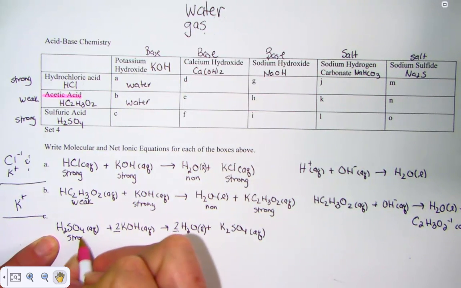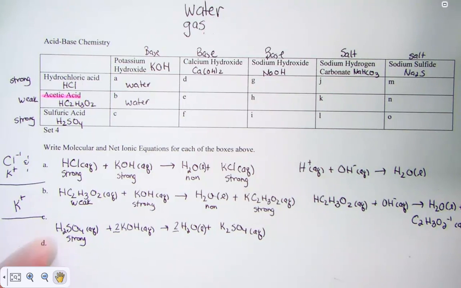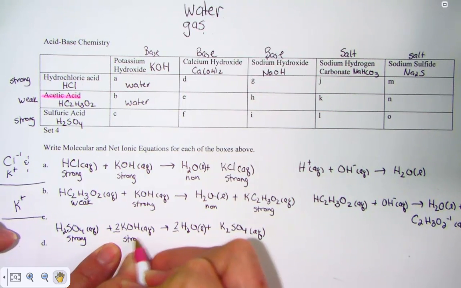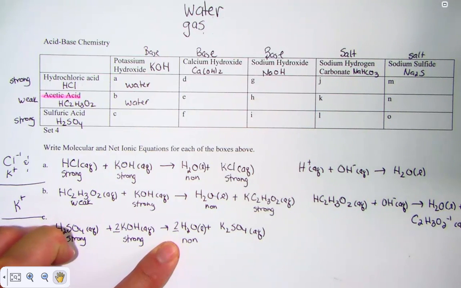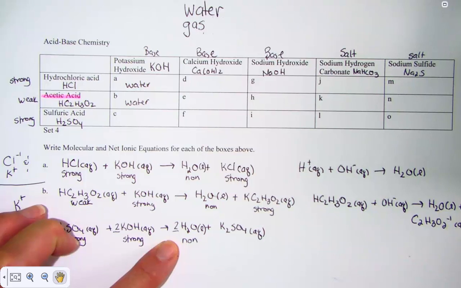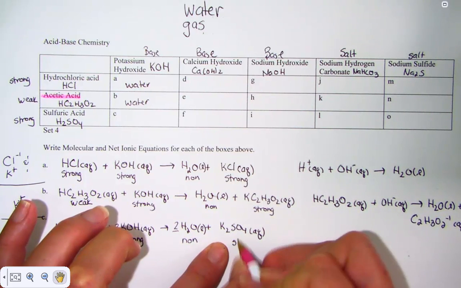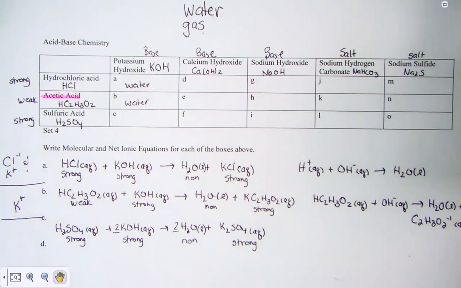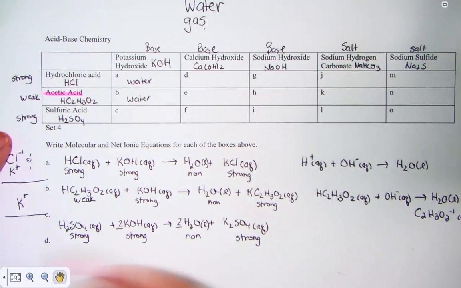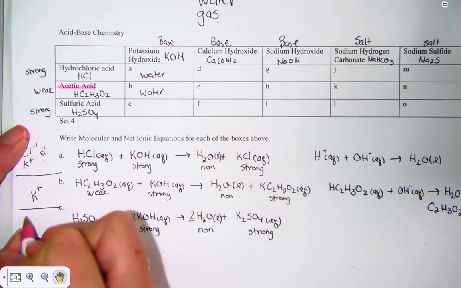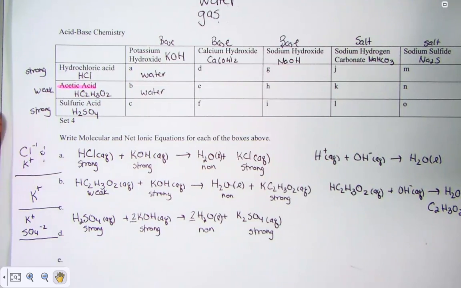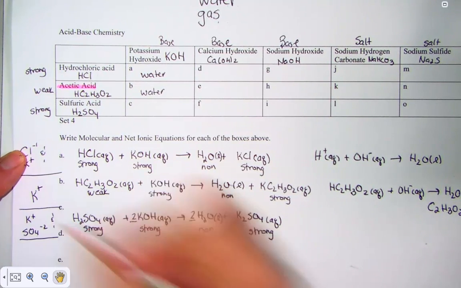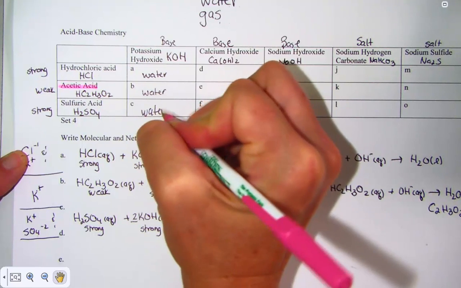H2SO4 is a strong electrolyte. Break it apart. KOH, a strong electrolyte, breaks apart. Water is a non-electrolyte. It's a molecule. Leave it together. Potassium sulfate is a water-soluble salt, a strong electrolyte. It'll break apart. Here are your 2 spectators from letter D. The potassium ion and the sulfate ion will both be spectators. So 2 of them when water is our driving force.